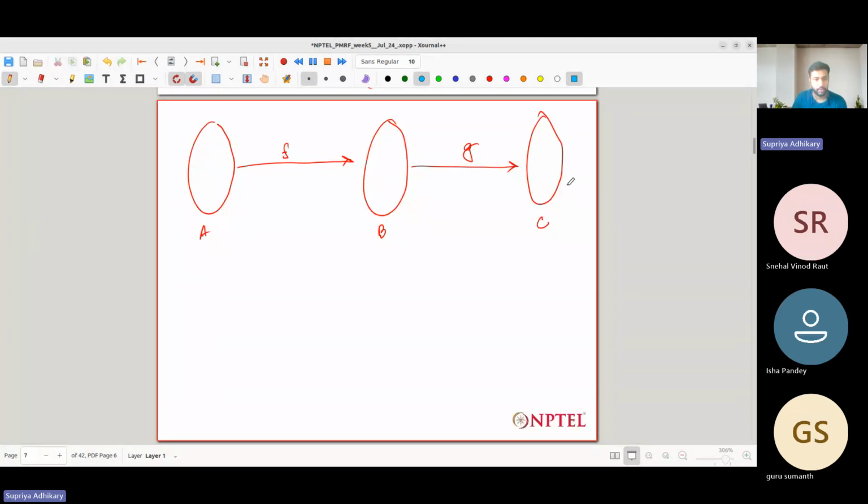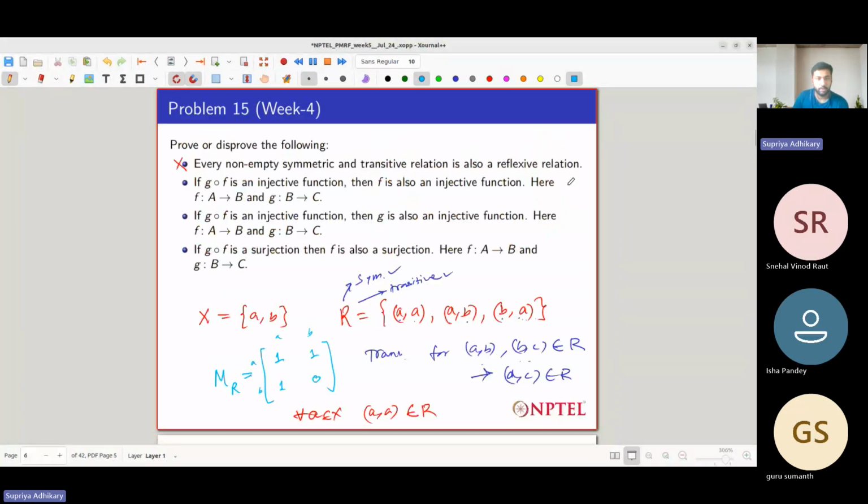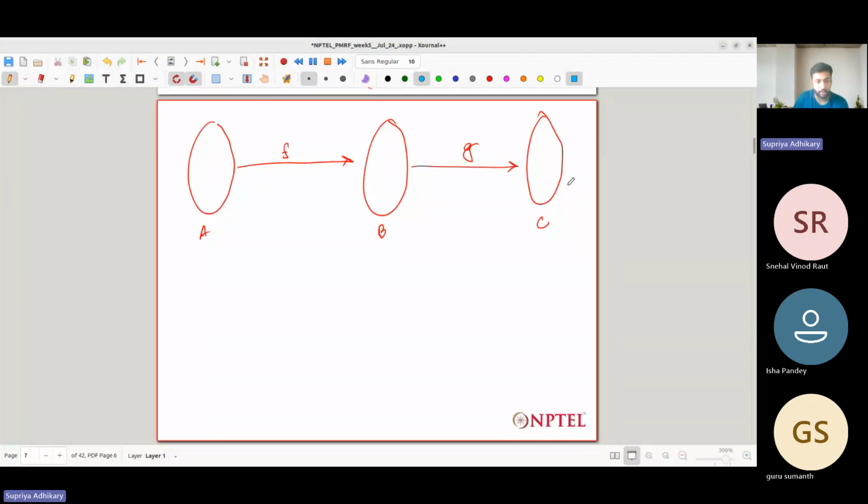So basically we will try to prove it here. We will prove it by contradiction. So we consider that the statement g of f is injective is true, and the statement that f is injective is false, and we will arrive at a contradiction. So assume f is not injective, and g compose f is injective.